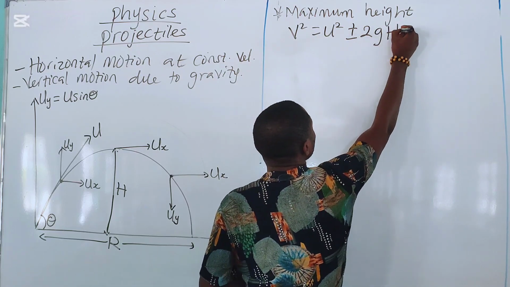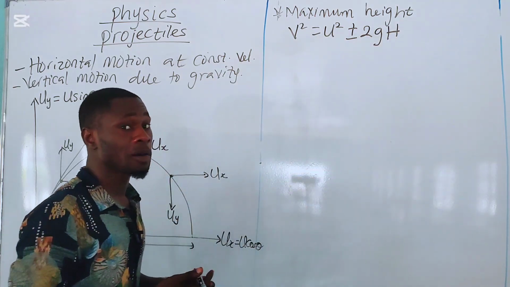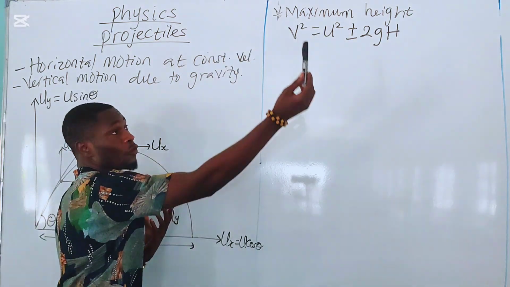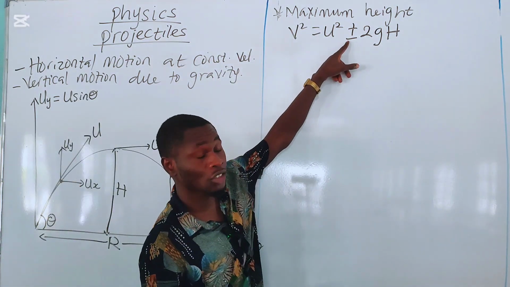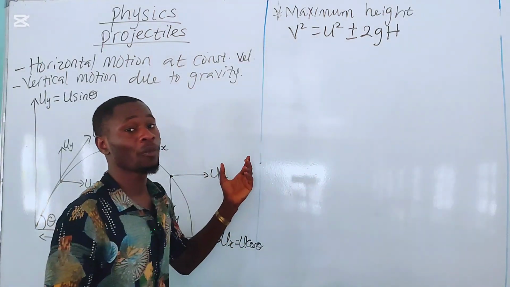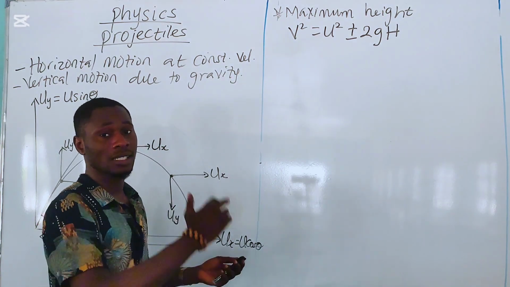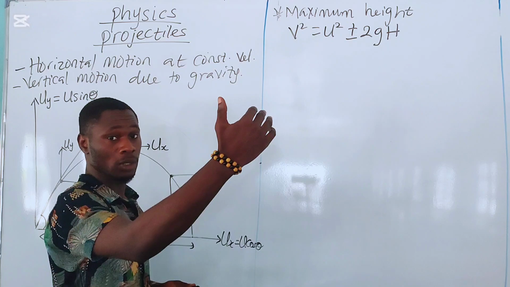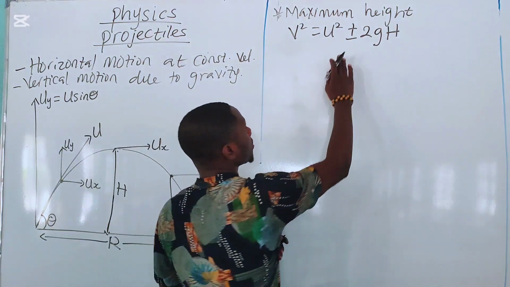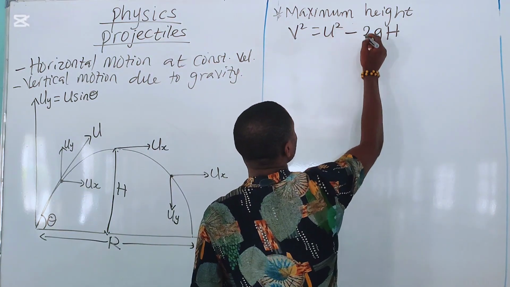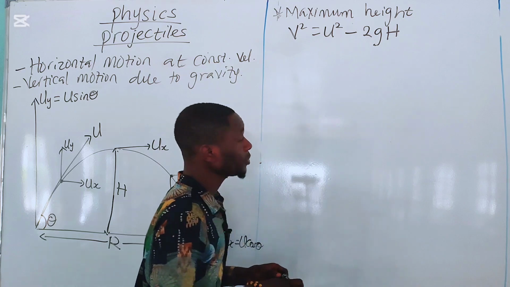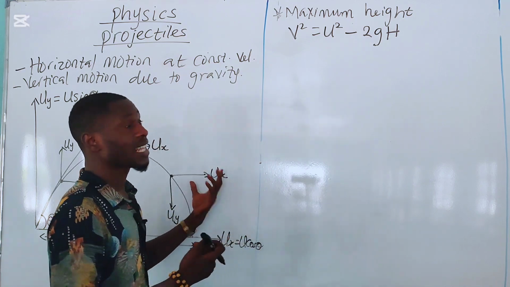Let me put the h in capital to denote the maximum height. Now remember, still for an upward movement, it's going to be minus 2gh. For a downward movement, it is going to become a plus 2gh. So since the projectile is still moving upward, that is against gravity, that makes it minus 2gh. All right, so we are talking about at the maximum height.